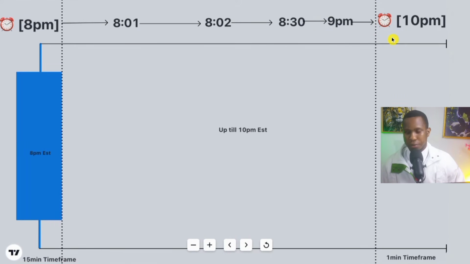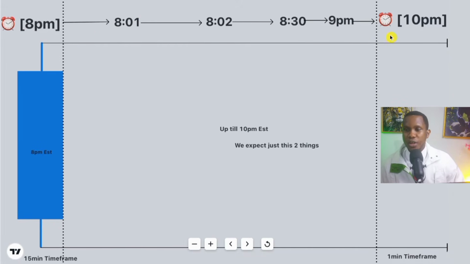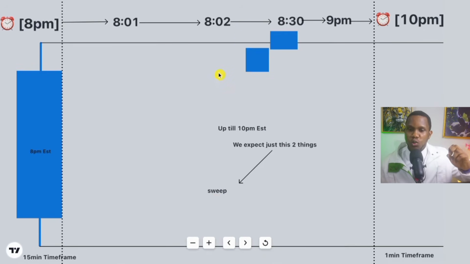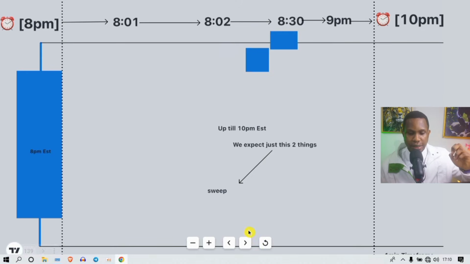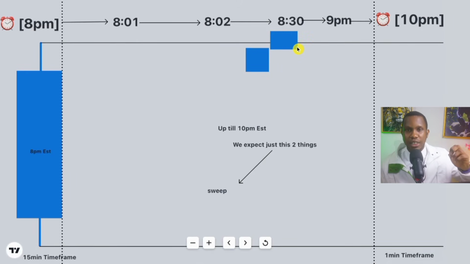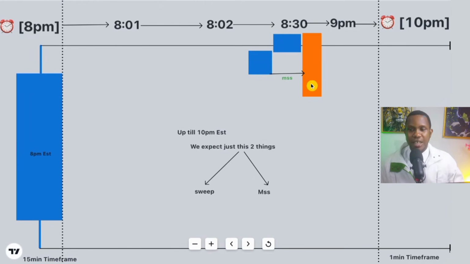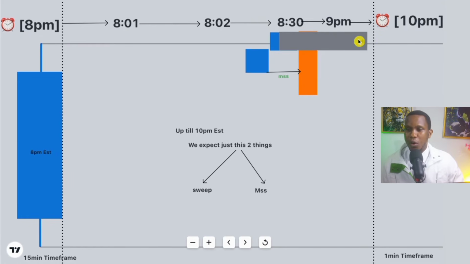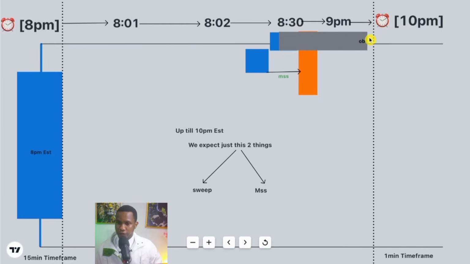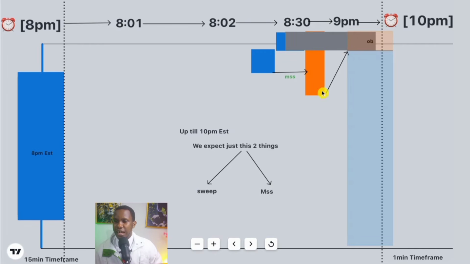we stop. Within this time window, we expect only two things: a sweep of any of the draw on liquidities, which in this scenario is the candle range high, and a market structure shift. We then mark out our order block candle right here. If you check, this also represents our structural framework of sweep, market structure shift. So we then enter at this order block candle to the downside.